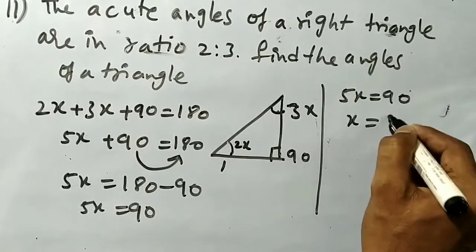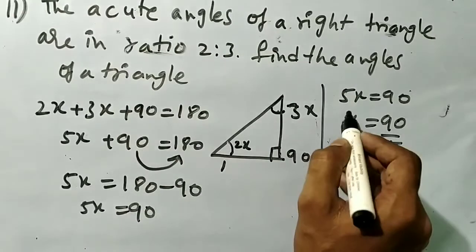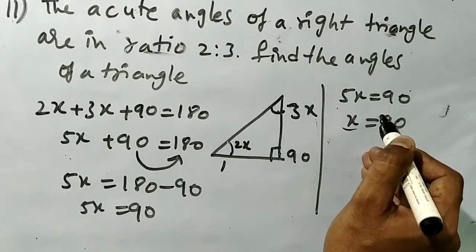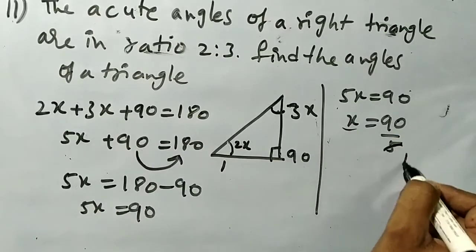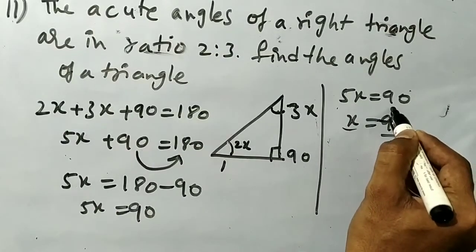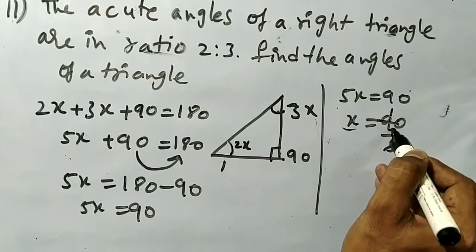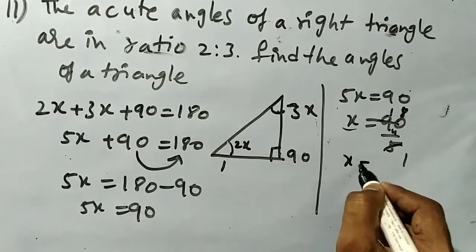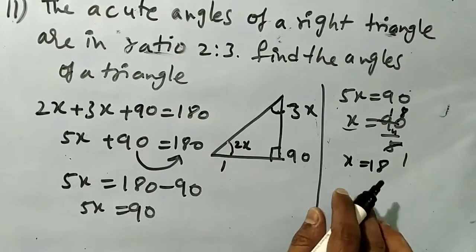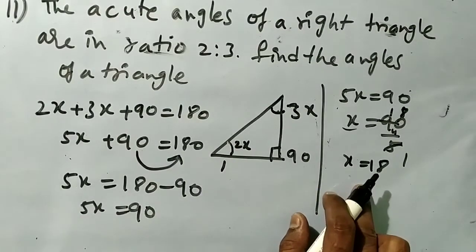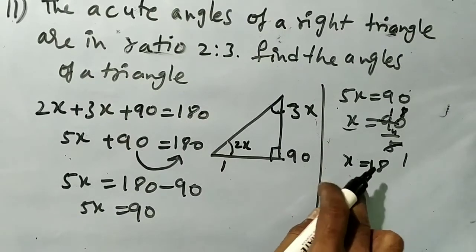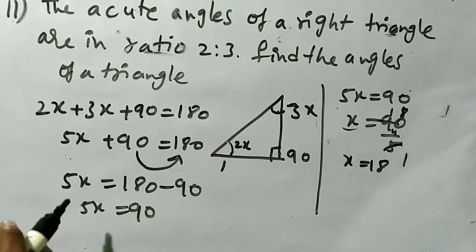Then x is equal to 90 by 5, because 5 is multiplying with x. When it goes to the RHS, it becomes division. So 5 ones are 5, and here 4 is remaining, so 40. 5 eights are 40. So x is equal to 18. We just got the x value, but not the angles. Because the angles are in ratio, we got x. So substitute here again.